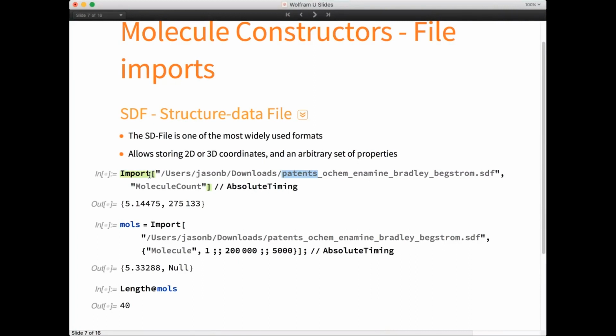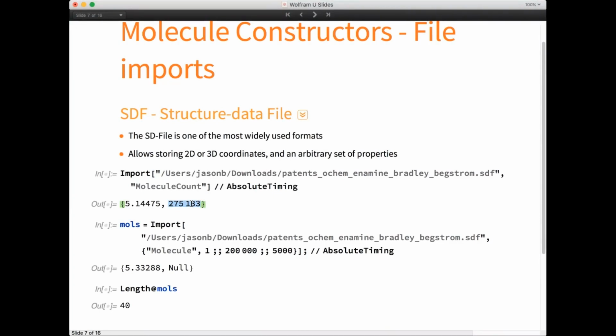And so if I just ask Import to take that file and give me the molecule count for it, it will go through and, starting at the beginning, scan through and count how many records there are. And it can tell you that there are 275,000 molecules in that. And so importing those would actually take some time.